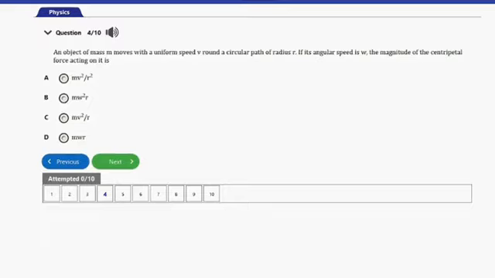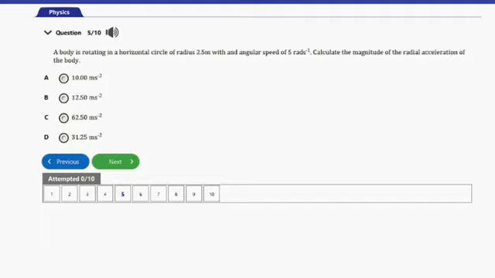So the next question here, question number 4, says, an object of mass m moves with a uniform speed v round a circular path of radius r. If its angular speed is omega, the magnitude of the centripetal force acting on it is. Alright, so guys, the centripetal force is always given as F sub c is equal to m v squared over r. So that's option C here, m v squared over r. So that's it for this question. Let's go ahead and consider the next question, guys.